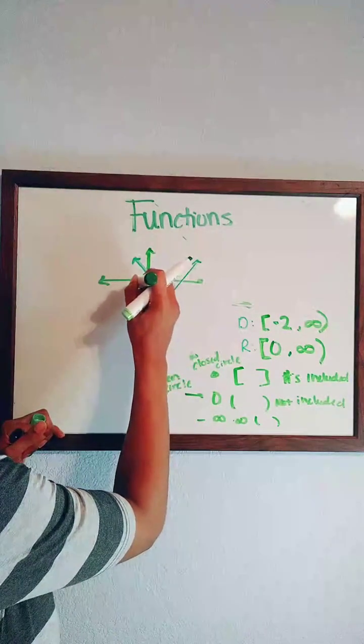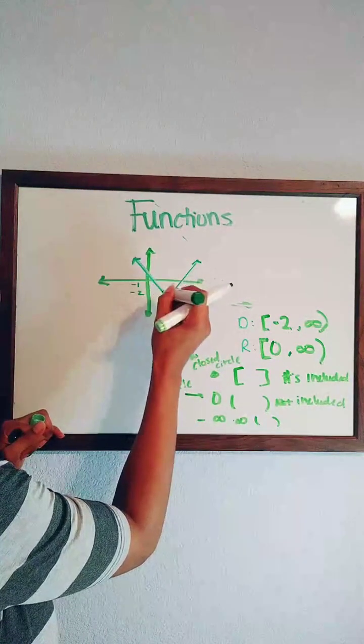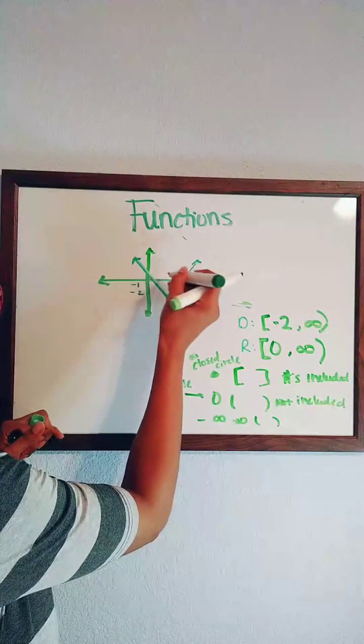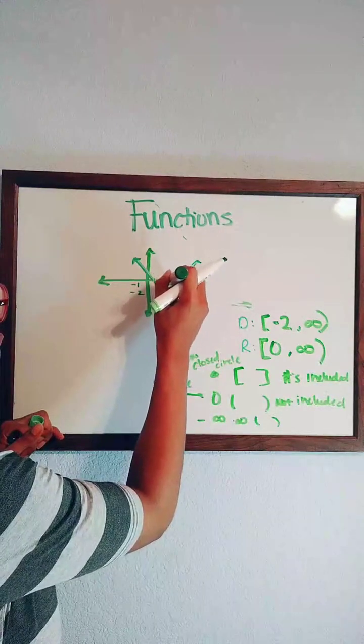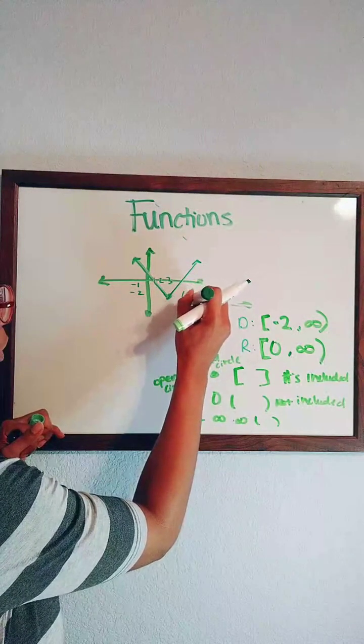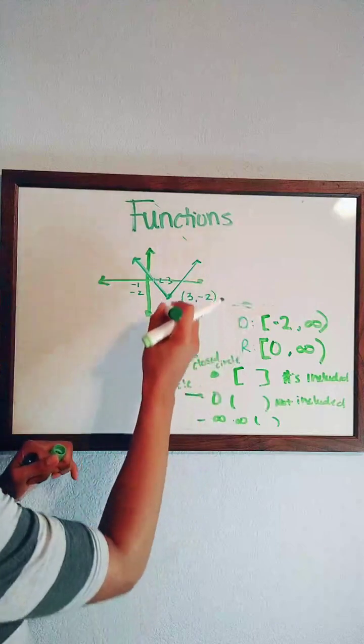So let's say that this is -1, -2, and then this is, we'll make this 1, 2, 3. So this point is going to be 3, -2.